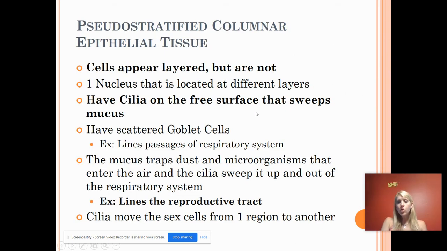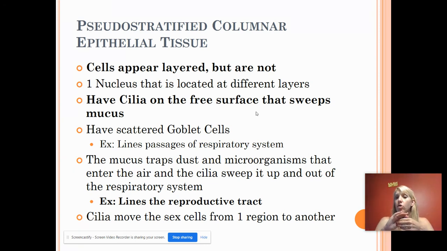All right. Pseudo, remember pseudo means false. Pseudostratified columnar epithelial tissue. Cells appear layered, but they're not. They're one cell thick. They have cilia on the top. Do you guys remember what cilia is? So if you had column-shaped cells like this, they're column-shaped like this. Can you see them? They have cilia on the top. Cilia helps to move things along.